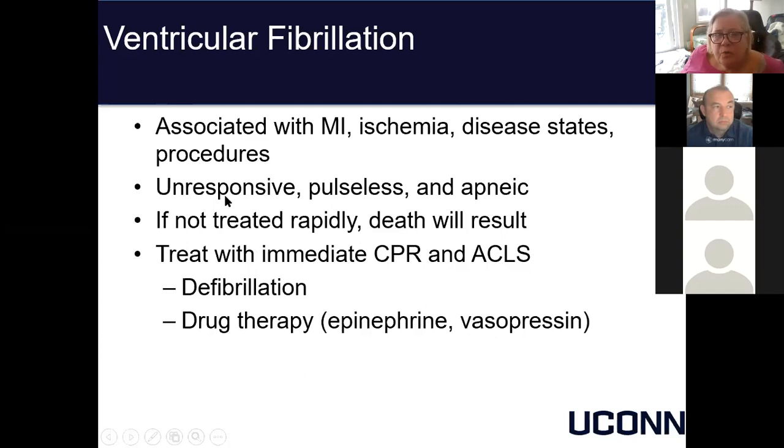Ventricular fibrillation, again, strongly associated with myocardial infarctions and ischemias. These patients are unresponsive, pulseless, apneic. This is obviously an emergency situation. You need to start CPR and all your advanced cardiac life support procedures. You can defibrillate ventricular fibrillation. There is electrical conductivity there, and we use other medications to try to help corral that electrical activity.